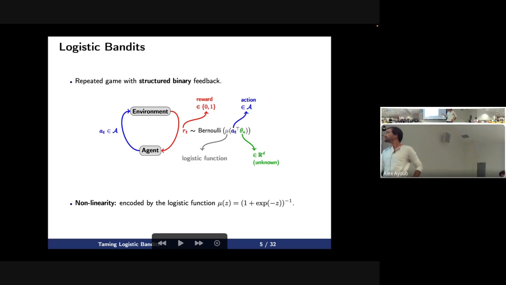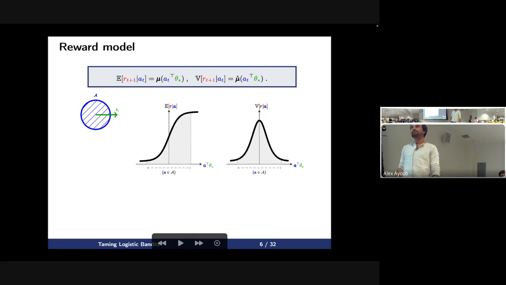And this logistic function is what brings nonlinearity into the reward structure. Okay, so you have the expression here. Nonlinear reward model. Let's visualize it. These are the first two moments of the reward that you get for a given action. On the left-hand side, you have the action set. Here for this example, it's the unit L2 ball. The green arrow is the unknown parameter theta star. Each time you pick an action, you compute the inner product with theta star, you project it on the x-axis here, and then you squash it back to [0, 1]. So you get this nice sigmoid shape.